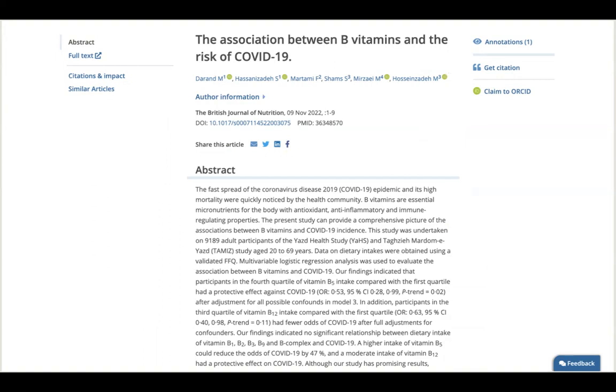The study found that participants in the third quartile of vitamin B12 intake had 37% lower risk of developing COVID-19 infection as compared to the first quartile. This study revealed that moderate vitamin B12 intake had a protective effect against the COVID-19 infection.